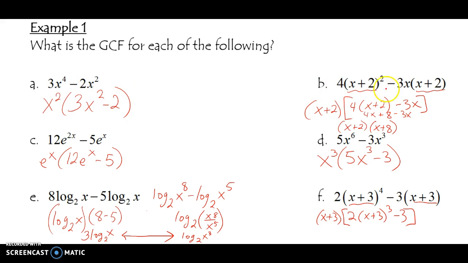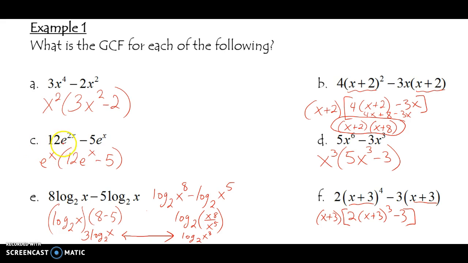Now, letter B, we have to recognize that there's two terms here, and they're separated by subtraction. In each of those terms, we have a factor of x plus 2, so that's what we factor out. What we're left with is the 4, another quantity of x plus 2, and the 3x. Well, that factor on the right, we can then simplify, distribute the 4, combine your like terms, so your final factorization would be x plus 2 times the quantity x plus 8.